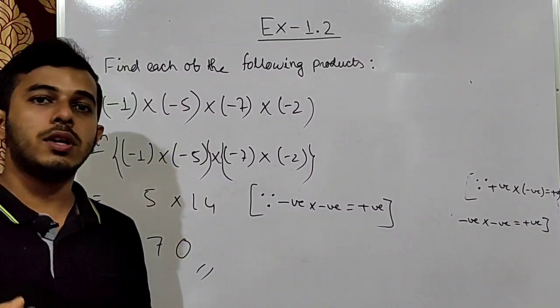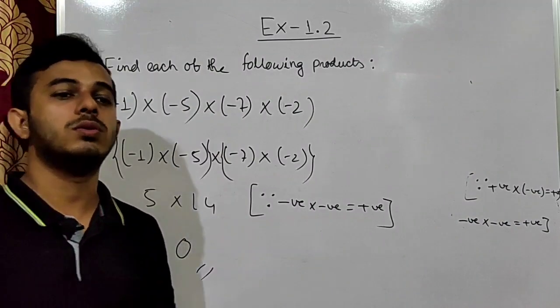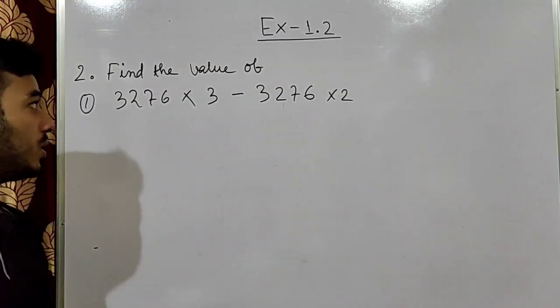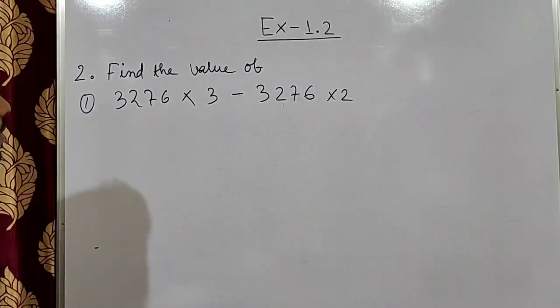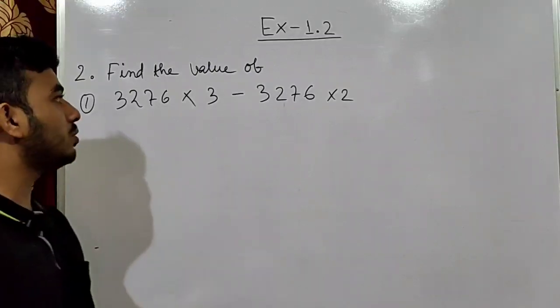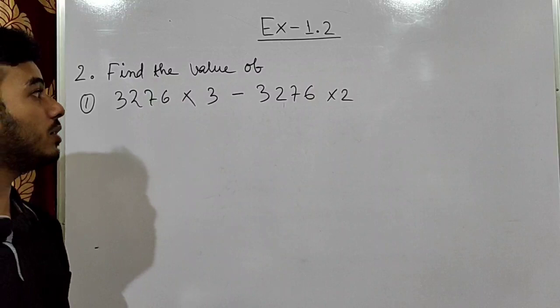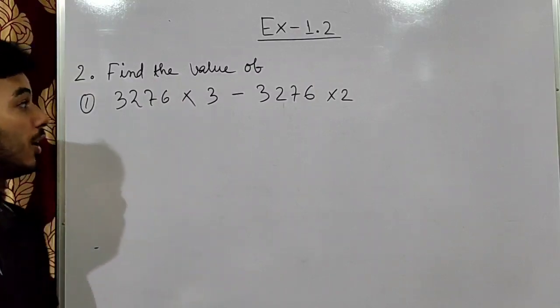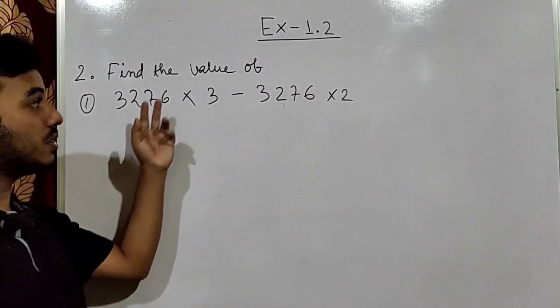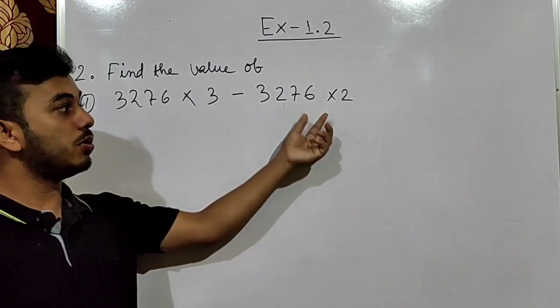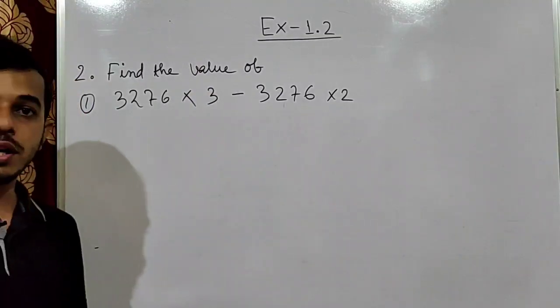Now let us move to our next question, that is question number 2. Our question 2 is: find the value of 3276 into 3 minus 3276 into 2. Now look, if we first multiply these two integers, then multiply these two integers and then subtract, it will take time, isn't it?